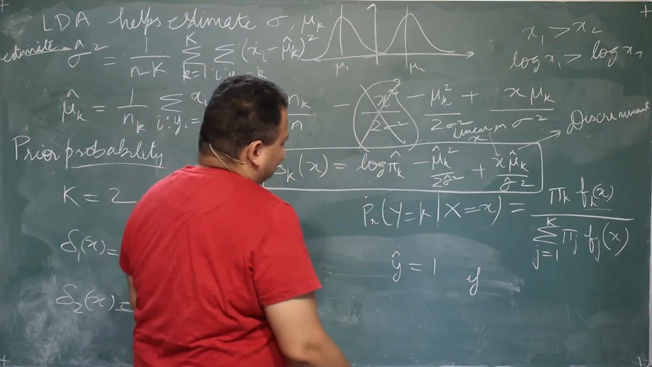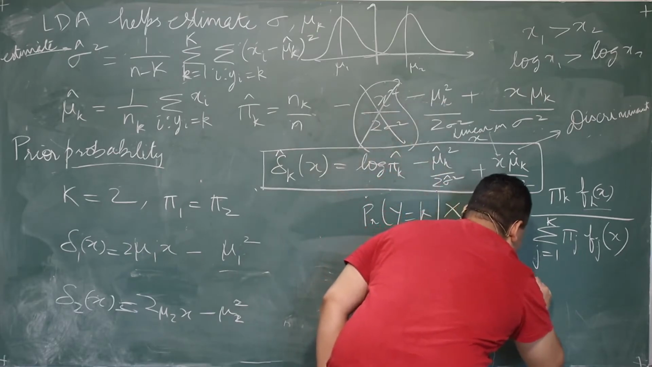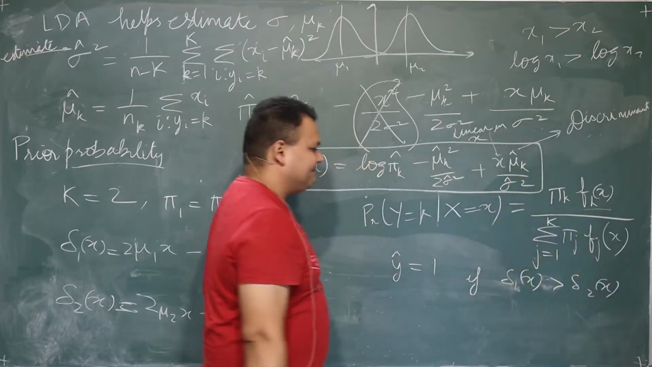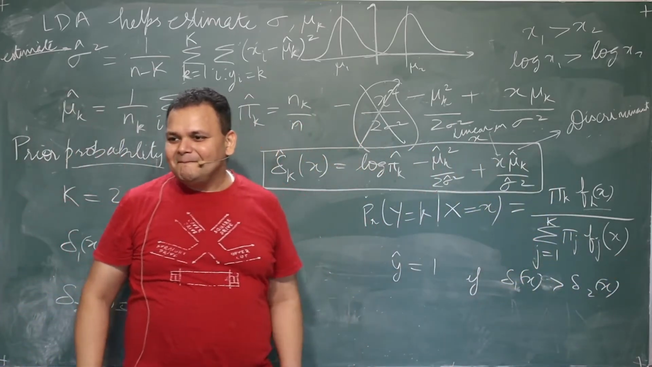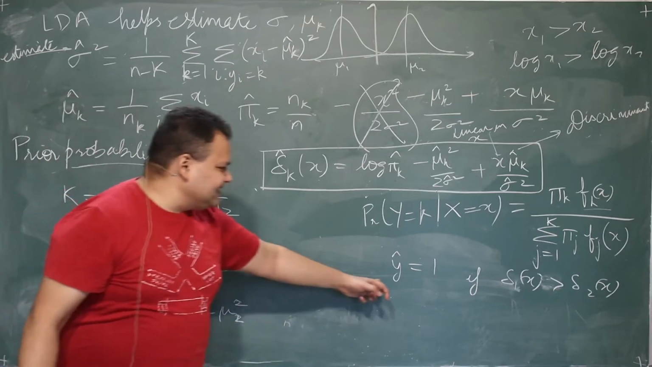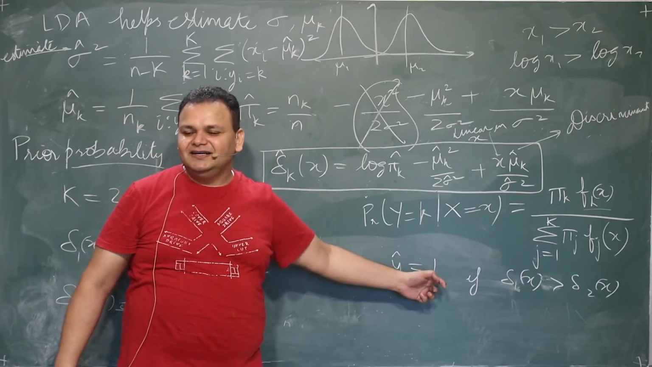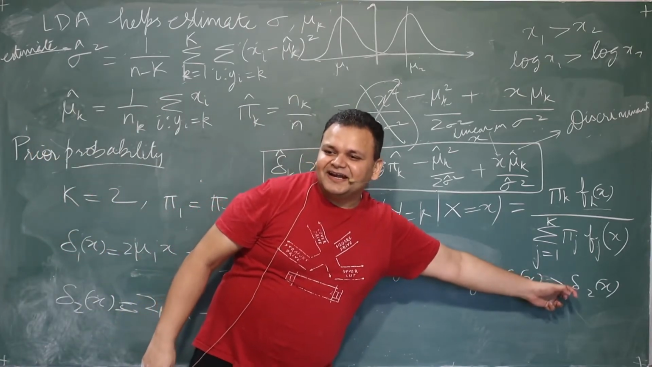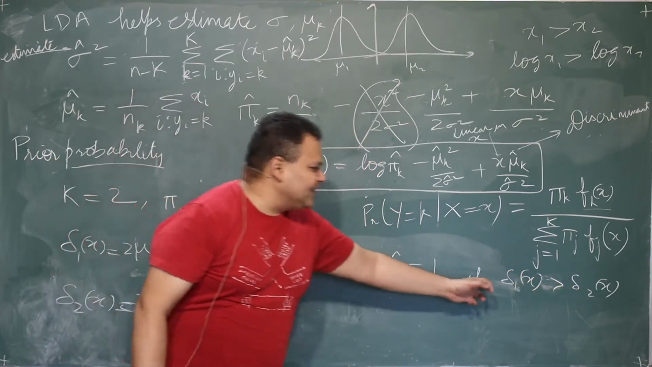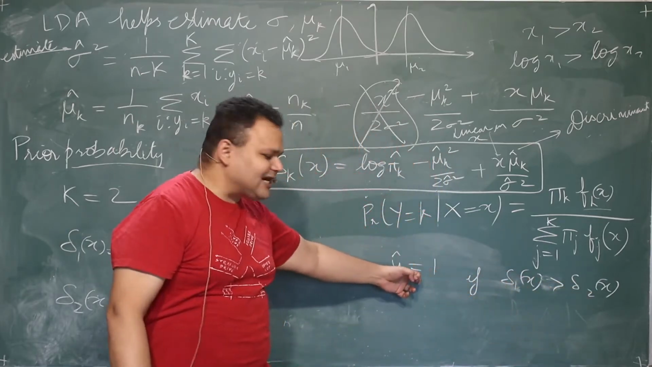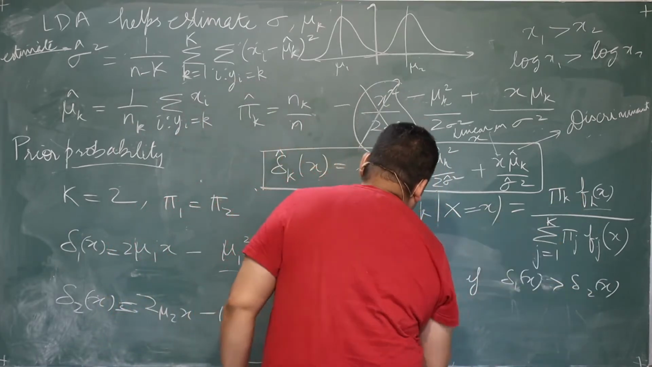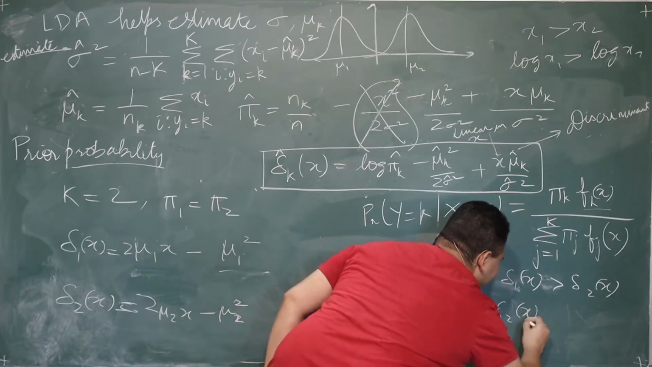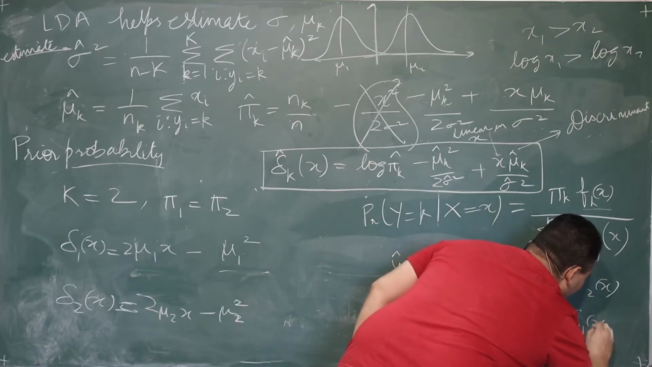What are we saying? Y is equal to 1 if delta 1x is greater than delta 2x. Am I saying that or no? Yes, that is how we decide which class it goes into. If delta 1 is greater than delta 2, I am saying that I belong to class 1. Otherwise y is equal to 2 if the opposite happens, delta 2x is greater than delta 1x.